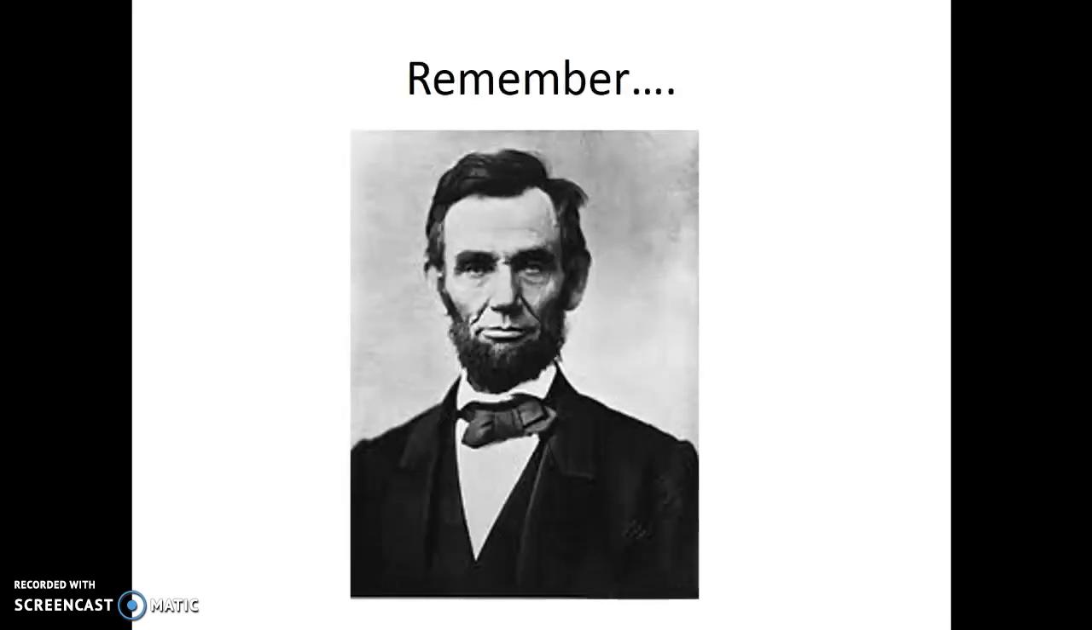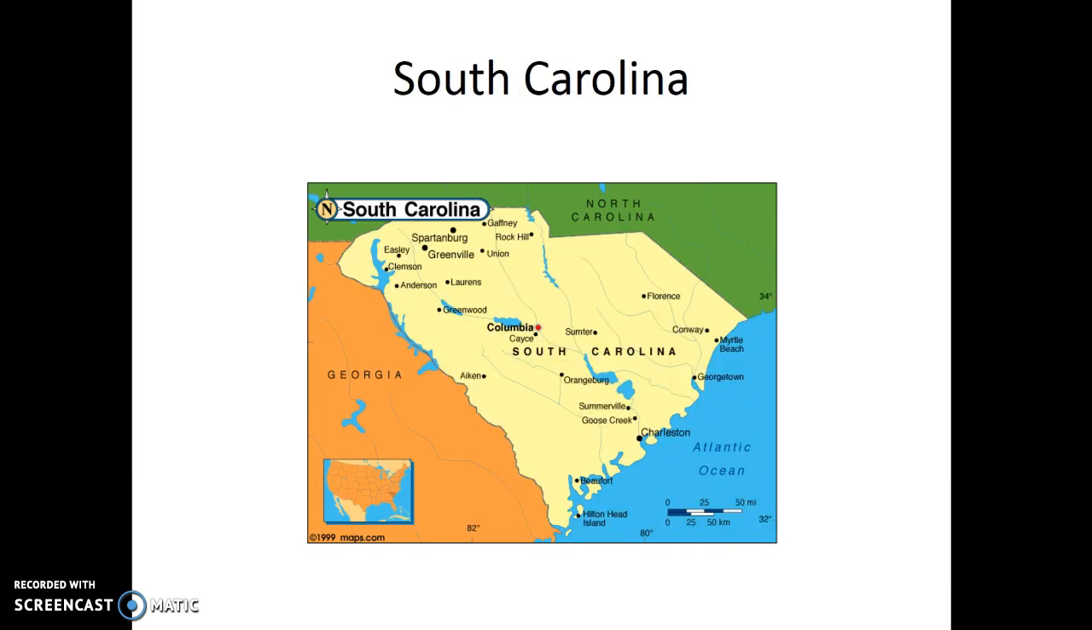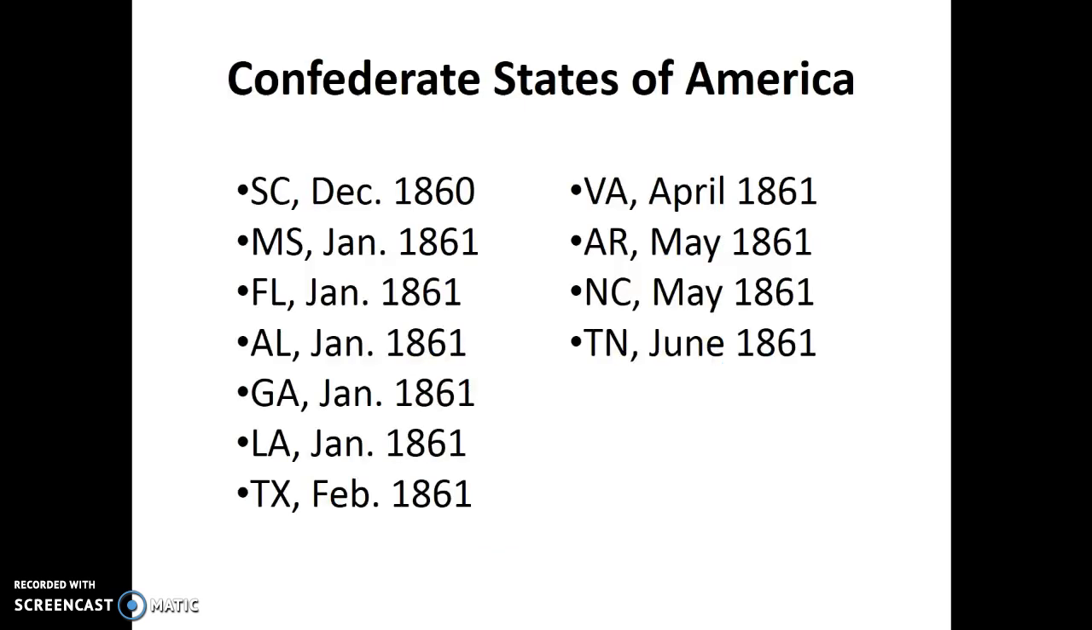So remember that this man, Abraham Lincoln, was elected president in the 1860 presidential election. And by December 20th of 1860, South Carolina would choose to secede or leave the Union. And then on your outline, you're going to notice a list of states that follow South Carolina's action to secede. These other states will choose to secede as well: Mississippi, Florida, Alabama, Georgia, Louisiana, Texas, Virginia, Arkansas, North Carolina, and Tennessee. You're never going to have to memorize those exact states or their dates under any circumstances.